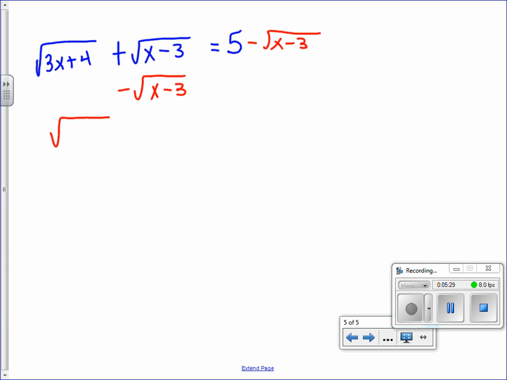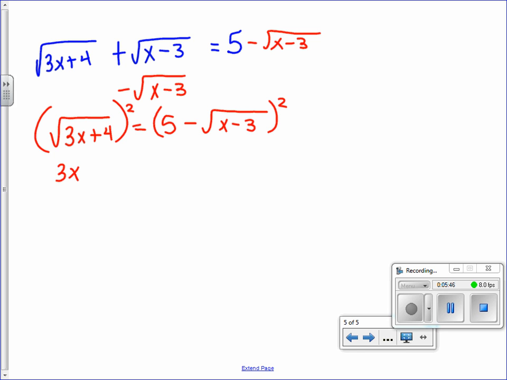So you get 3x plus 4 under the radical sign, 5 minus x minus 3. So what were we trying to isolate, Gary? You're trying to isolate one of the radicals so you can square it and get rid of it. Alright, see, now this one's gone.